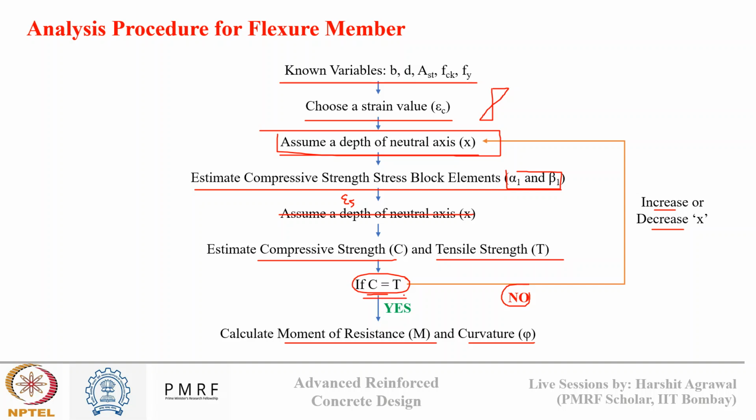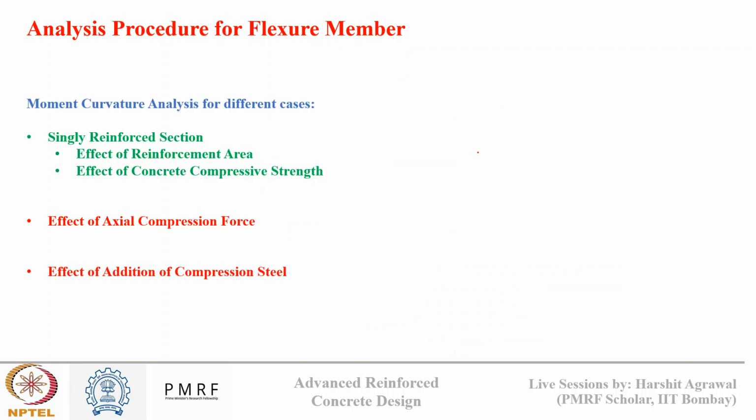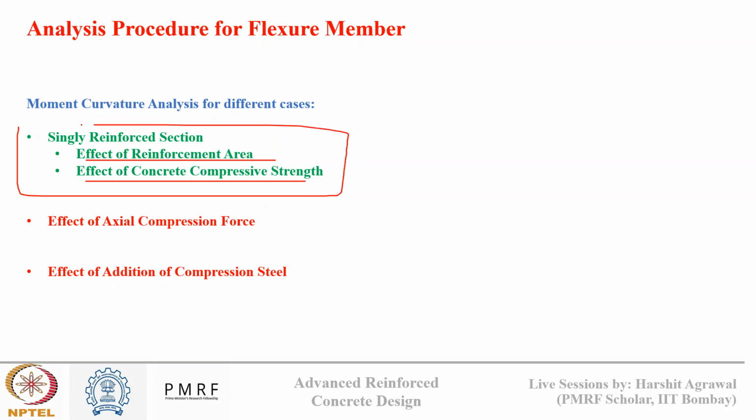For this we saw calculation manually, and then using an Excel sheet calculator where these things were automated and we were just changing the neutral axis depth. We solved numerical problems of moment versus curvature analysis of RC with varying reinforcement area, and the effect of concrete compression strength also. So this was the part that we completed last week. Now today we'll move towards the remaining 2 points.